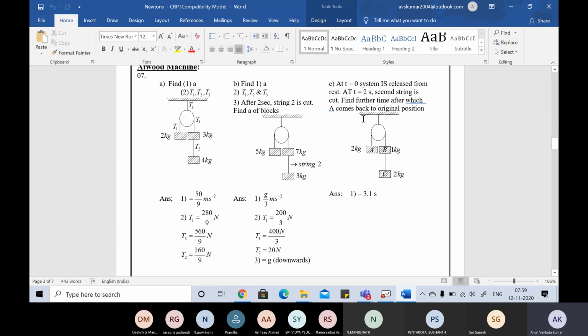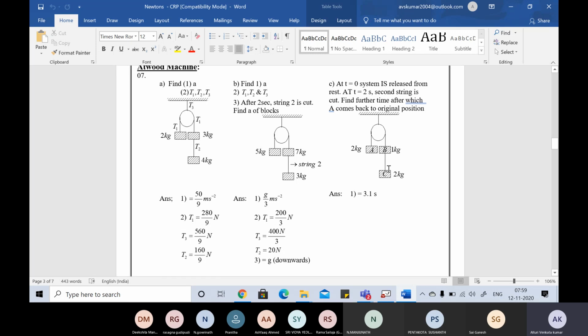This one also you can try in a similar way. At t equal to 0, the system is released from rest. So on the right side 3 kg is there, 1 kg plus 2 kg, and on the left side 2 kg is there. Since the right side is more, it will go downwards. After 2 seconds, the second string is cut. The second string is between B and C. Find the further time after which A comes back to its original position.